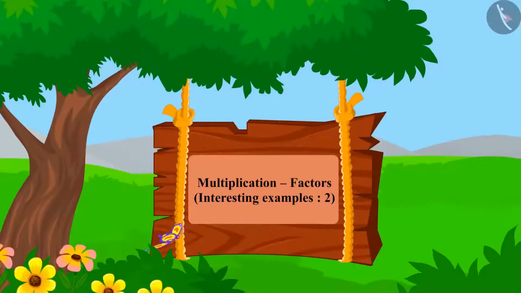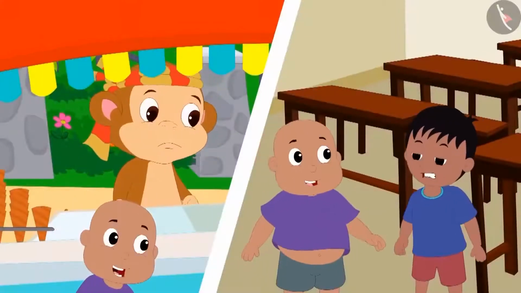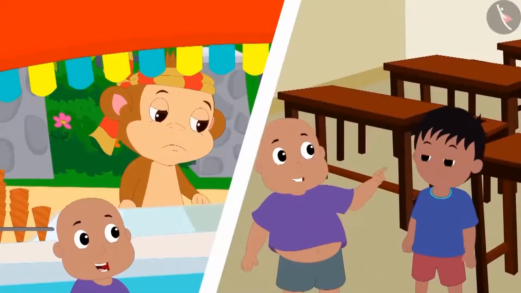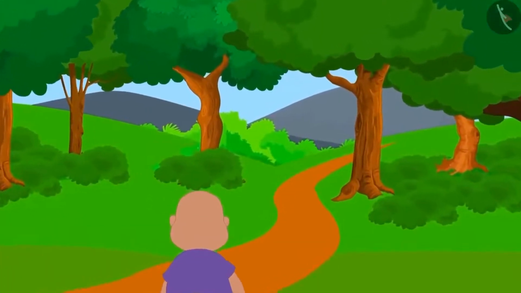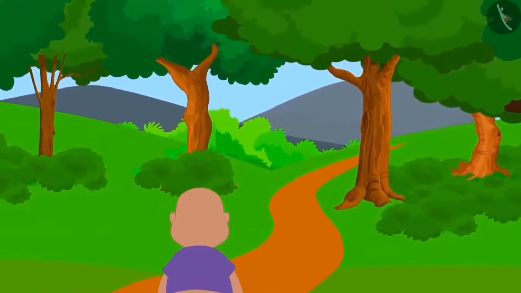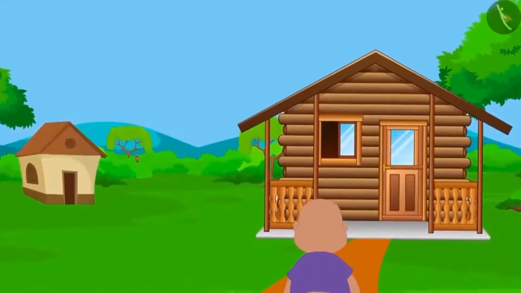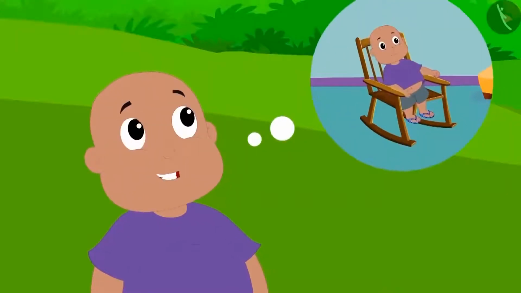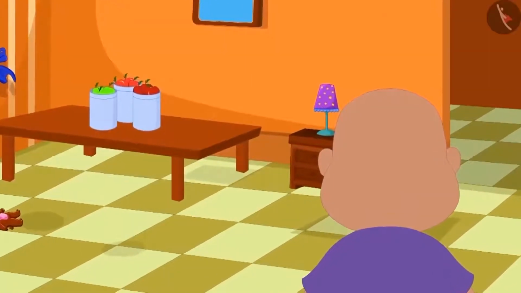Children, in this lesson, we will learn the use of factors by multiplication. You all know Bablu is very naughty. One day, while roaming around, he went far into the forest and reached the other village. There he saw a big house. Bablu thought that he will rest there for a while and went inside the house.